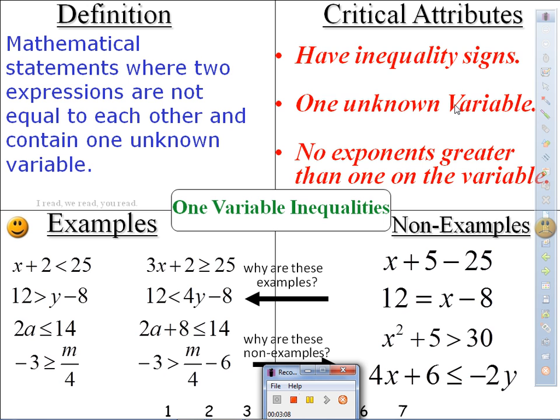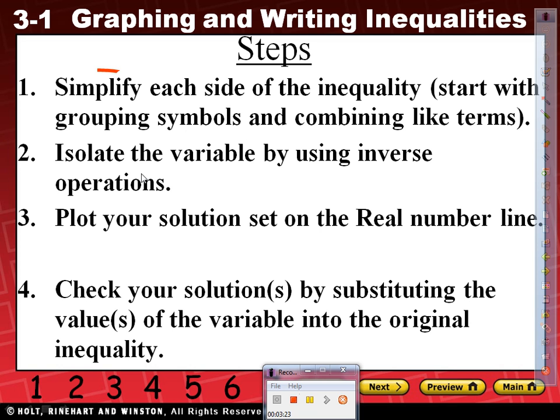Okay. Steps. Write these steps down, please. 4 basic steps. Remember these: simplify, isolate, plot, check. Since you already have them, you don't have to write the whole thing. Just write the 4 key words. Okay. What I do need you to write is this next table. Here we go.